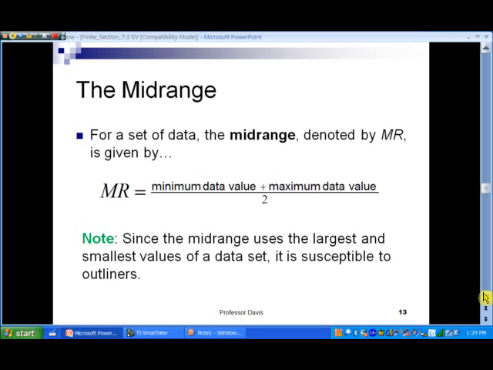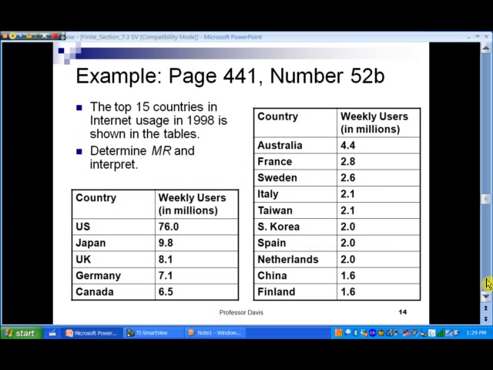All right, one more measure of several we want to talk about, and that's the midrange. We can say that for a set of data in slide number 13, the midrange, denoted by MR, is the minimum data value plus the maximum data value divided by 2. So it's the average of the smallest and largest values in a set of data. Now, because it uses these extreme values, it's susceptible to outliers.